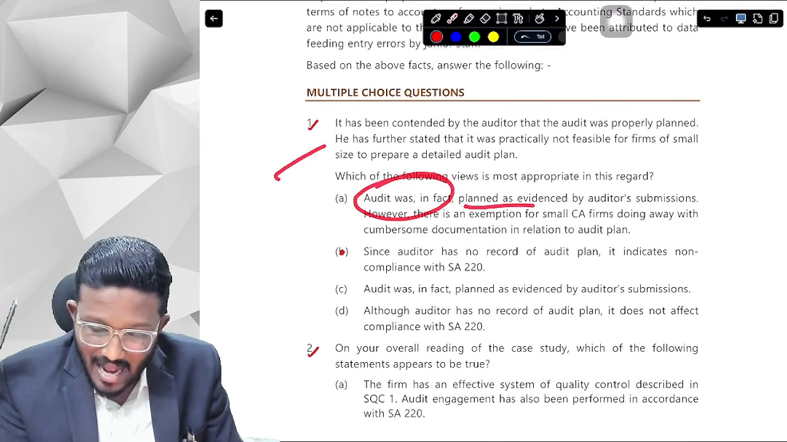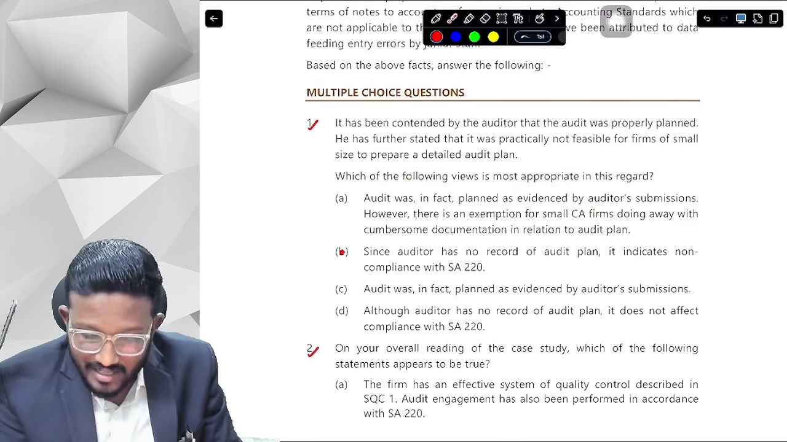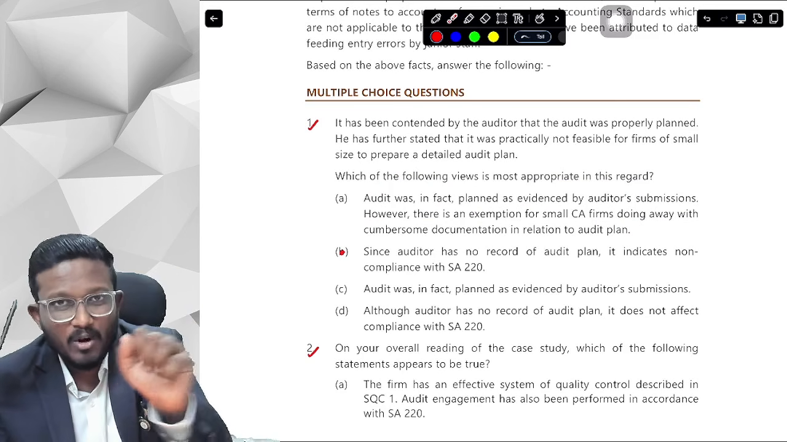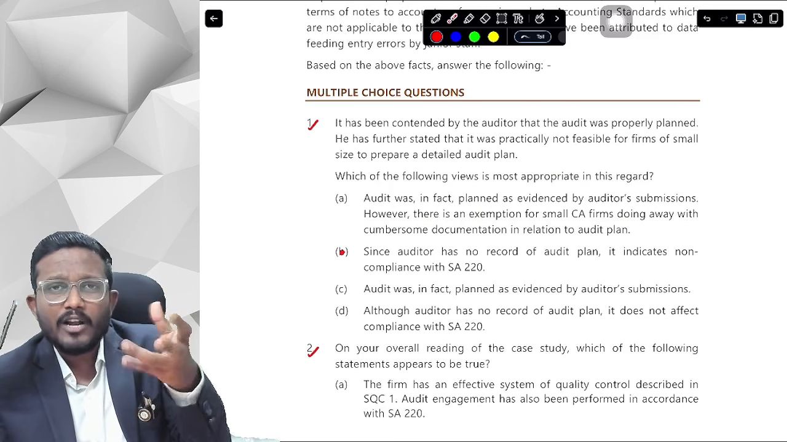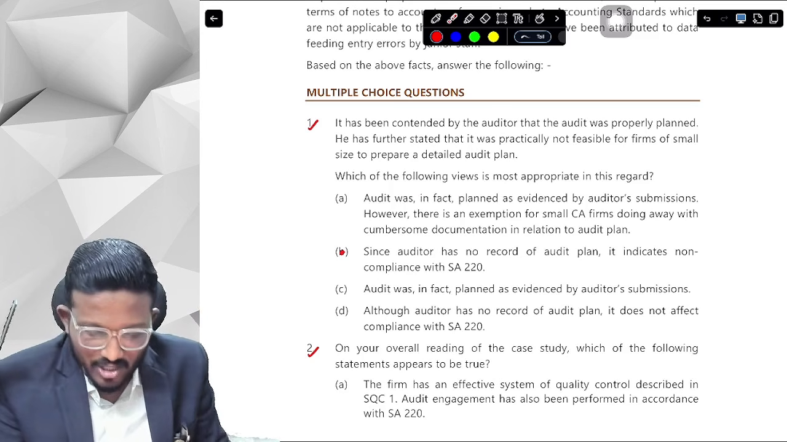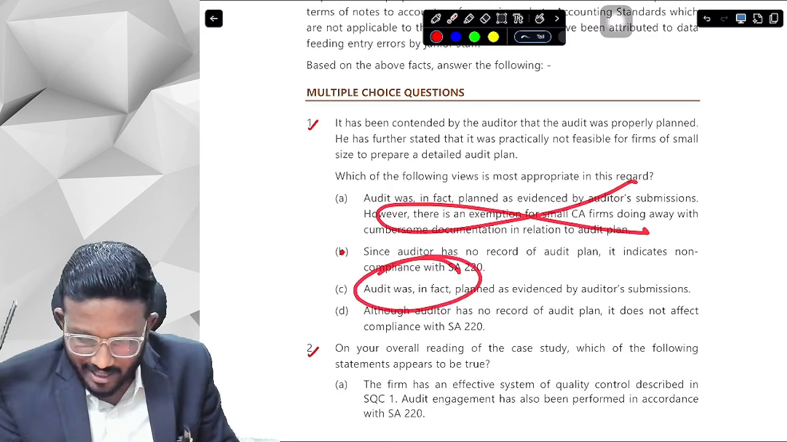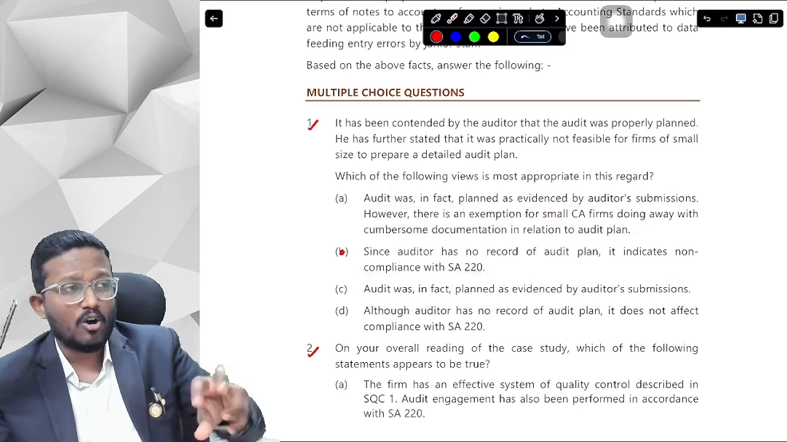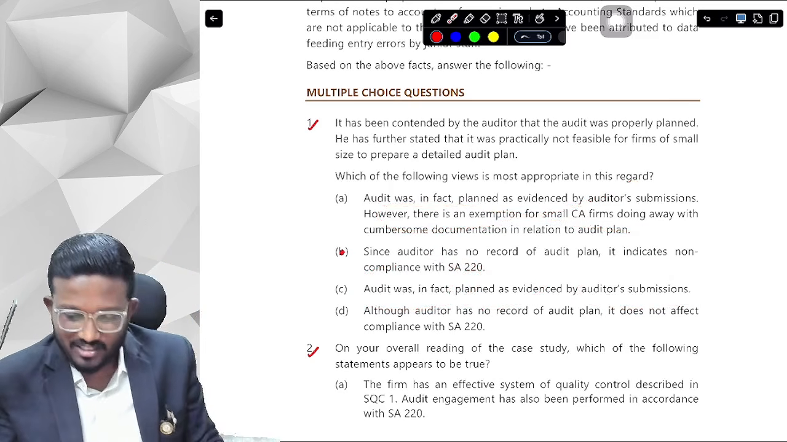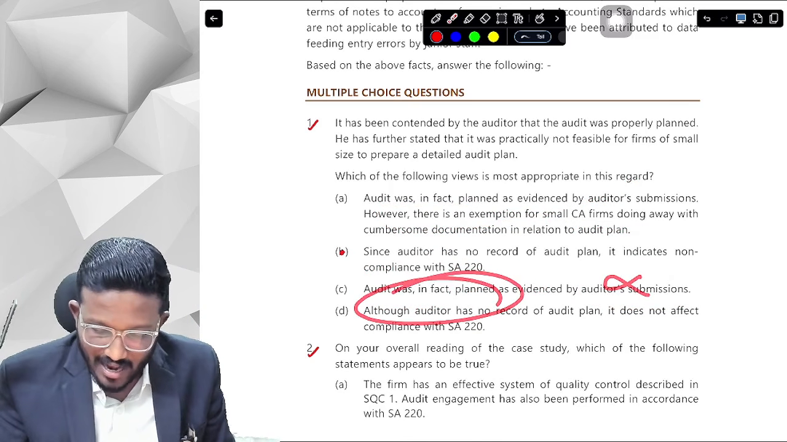Audit was in fact planned as evidenced by the auditor submission. However, there is an exemption for small CA firms for not documenting the audit plan. Have we discussed anything like small CA firms not documenting the audit plan? No sir, we haven't discussed any exemptions, so this is wrong. Next, audit was in fact planned as evidenced by the auditor submission. They said audit was planned as per audit submissions, so we do not have to maintain documentation. This is also wrong.